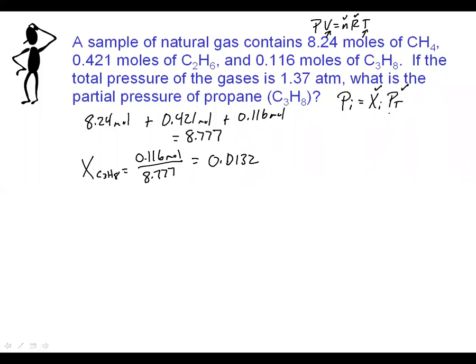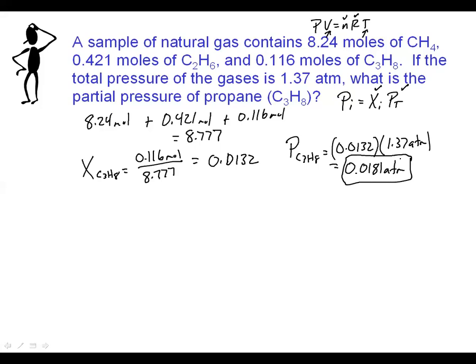And we already have the total pressure given to us, so we can go into here. So the partial pressure of C3H8 would equal our mole fraction that we just calculated times the total pressure, which in this case is 1.37 atmospheres. Really kind of like taking a percentage of the total pressure. And we do end up with 0.0181 atmospheres, which looks good, and our chat box there, so very good. And that would be our partial pressure of propane.